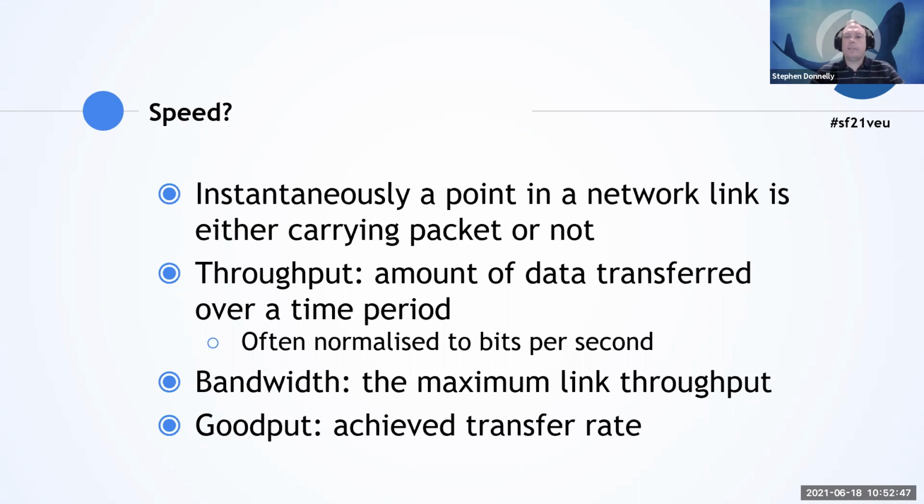So when we think about speed in terms of networks, what we're really talking about is throughput, which is over a certain period of time, how many bytes of data are actually transferred. And we typically normalize that to bits per second, so 1 gigabit per second link. Bandwidth is a maximum link throughput, so that's 1 gigabit per second. And goodput is kind of the achieved transfer rate. So if I'm doing a TCP connection between New Zealand and Europe, then the size of the file that I download divided by the total amount of time that it took would be the goodput.